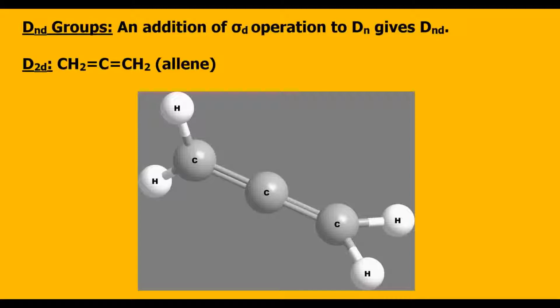Now, here this small d stands for the dihedral plane, and dihedral plane, if you recall the previous lectures, it is a plane which is passing through, or which is bisecting the two C2 axes which are perpendicular to the principal axis, that we have studied while taking the example of benzene in the previous lectures.